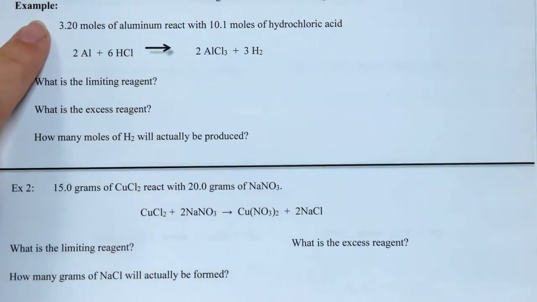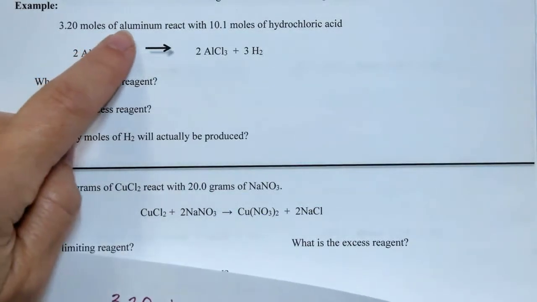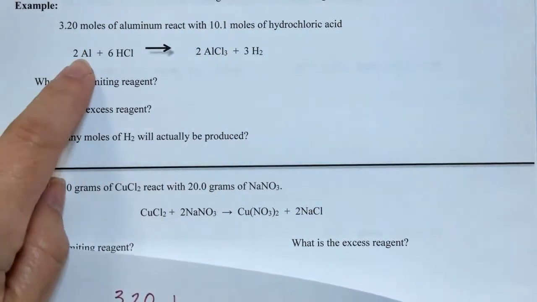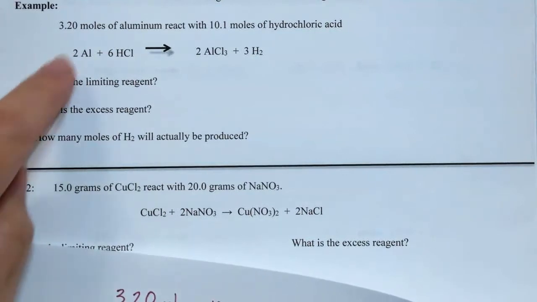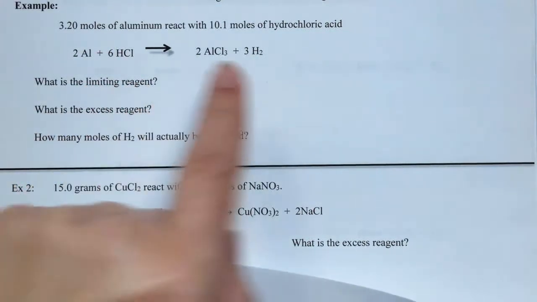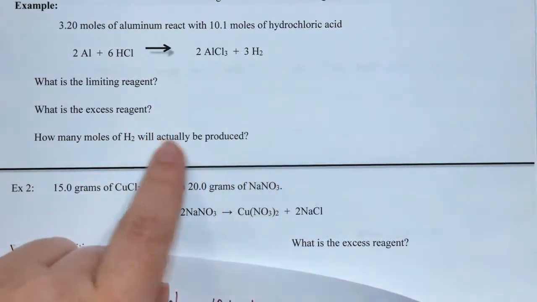And then the one that gives you the larger answer is going to end up being the excess reactant. Let's start with this first example. 3.20 moles of aluminum react with 10.1 moles of hydrochloric acid. Here's my aluminum, here's my hydrochloric acid. Which one of these is the limiting reagent, which one is the excess, and how many moles of hydrogen will actually be produced?